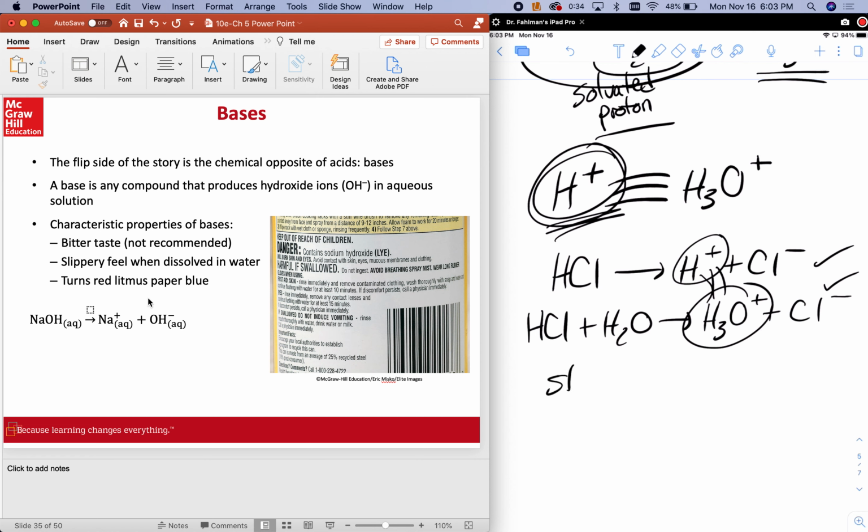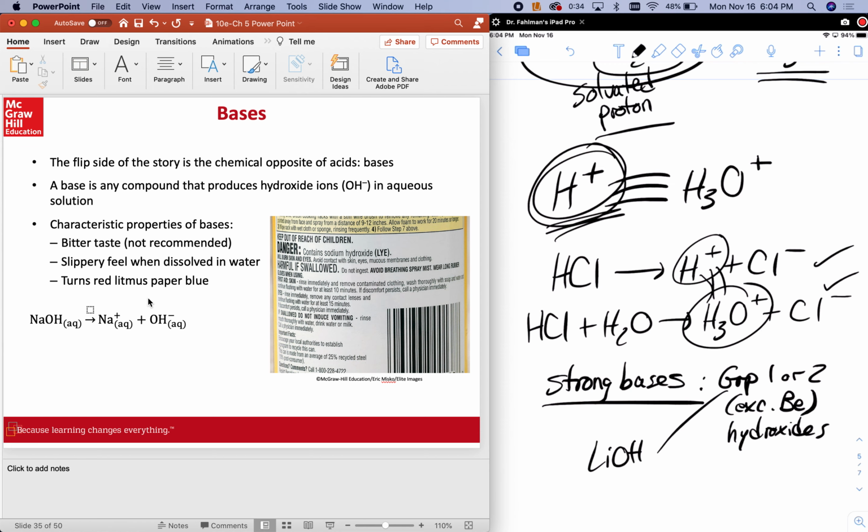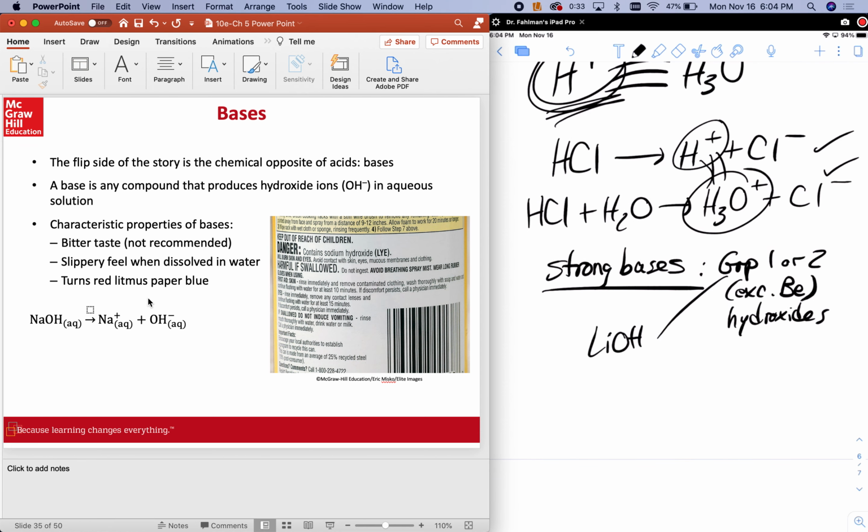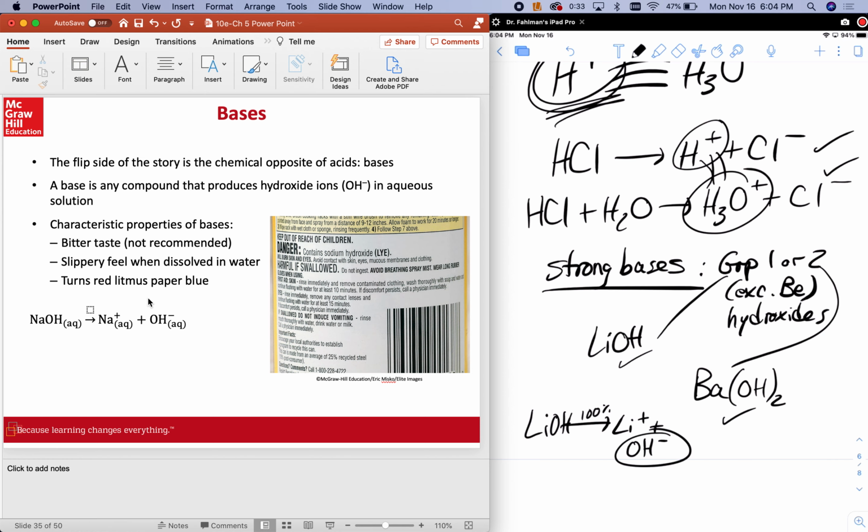In this case, the strong bases are any of the group 1 or 2 hydroxides, except beryllium. Group 1 would be like lithium hydroxide, for instance, or group 2 would be like barium hydroxide, or magnesium hydroxide, etc. All of these are strong bases, which means they would 100% dissociate into the metal ion and OH minus.